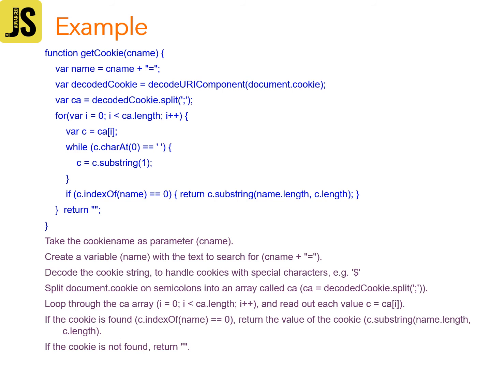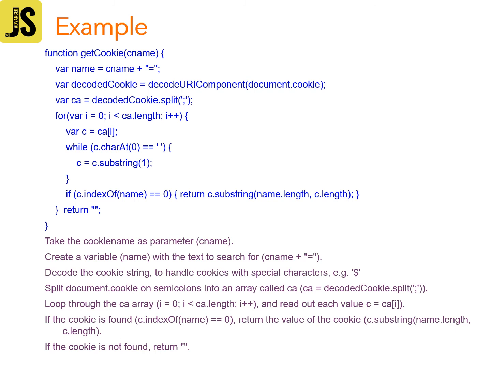If c.indexOf(name) is equal to 0, it will return c.substring(name.length, c.length). So this particular get cookie function takes the cookie name as the parameter, that means cname as a parameter. It will create a variable name with a text to search for, cname. So what should be the cookie name? That is the cookie name appended with equal sign should be stored in the name variable.